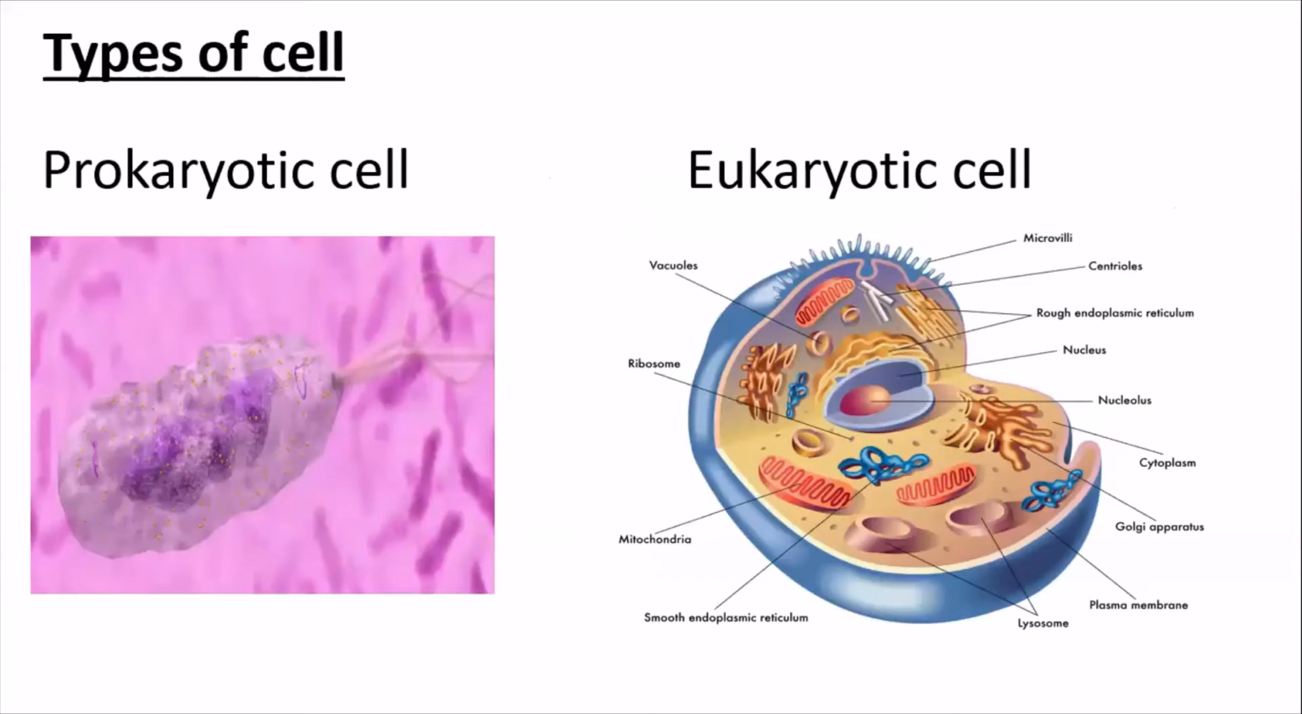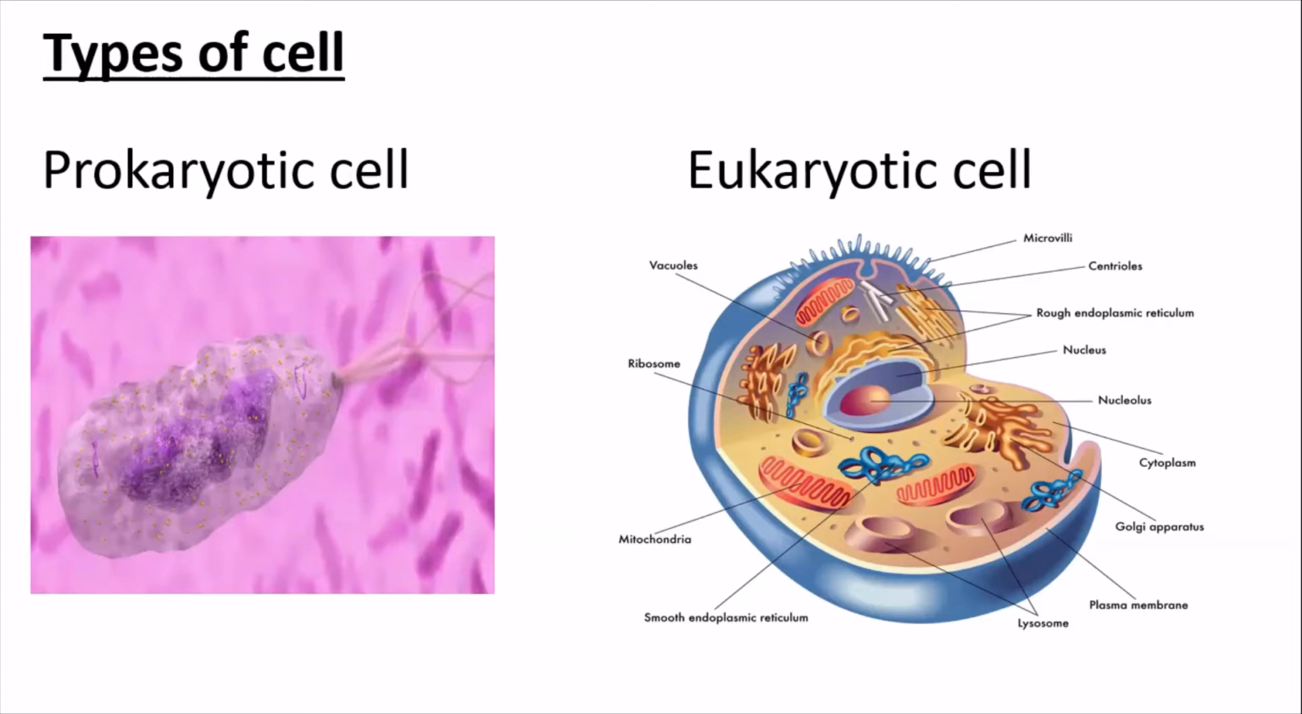Types of cells: prokaryotic cell and eukaryotic cell. Prokaryotic cells are found in bacteria, amoeba, etc. While eukaryotic cells are found in animals, plants, humans, etc. Prokaryotic cells only contain genetic material. However, eukaryotic cells contain organelles and a cell membrane.